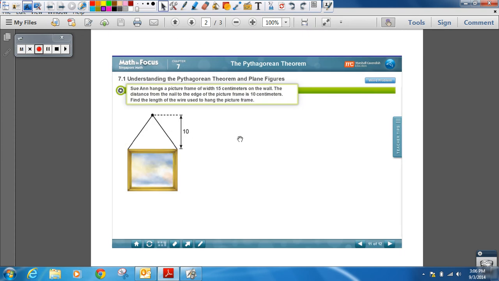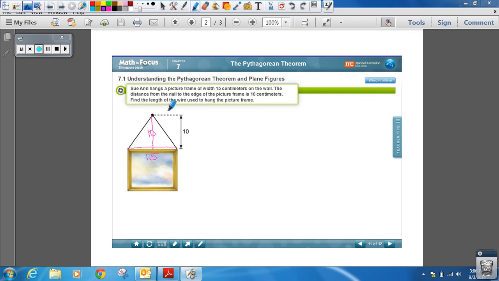The next example has a picture frame, and it says she's hanging the picture frame of the width of 15. So you might want to mark that the width of this picture is 15. The distance from the nail to the edge of the picture frame is 10 centimeters, which is marked. That would be the same as from here down to the top of the picture would also be 10, just a different way to mark it. Find the length of the wire used to hang the picture frame.